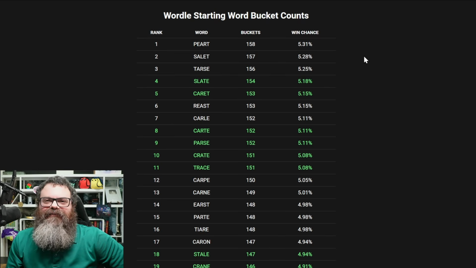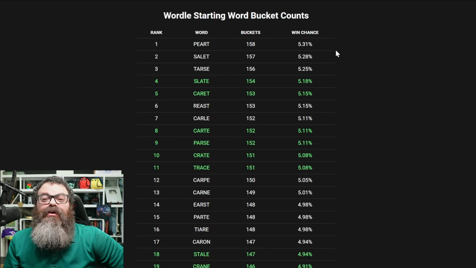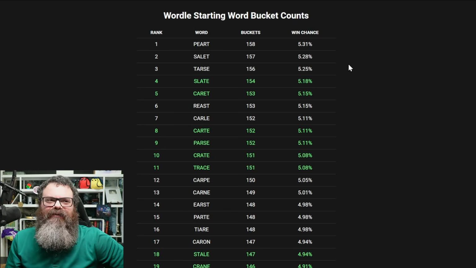And it's got a 5.31% chance of getting it in 2, which means you're going to get it in 2 better than once every 20 games if you start with pert, which is pretty good. I don't know what you were expecting, but I think that was higher than I expected. However, pert is not on the answer list, meaning you will never get it in 1 if you start with pert.